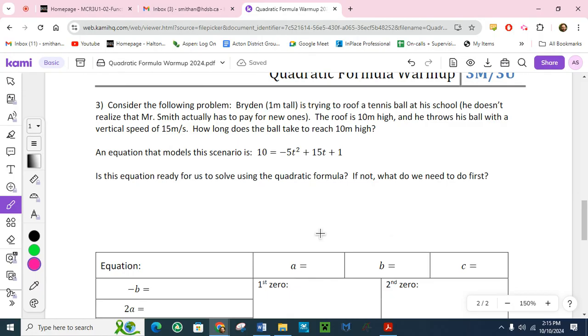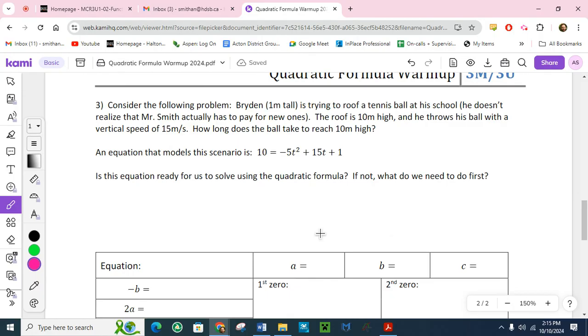Brian is trying to roof a tennis ball. And the roof is 10 meters high. And so he can throw a ball with a speed of 15 meters per second, a vertical speed. And we're going to find how long it takes for Brian's ball to reach 10 meters high. Now, where this equation comes from, we'll learn tomorrow. But for now, you guys can trust me that that's an equation that models what we're doing.